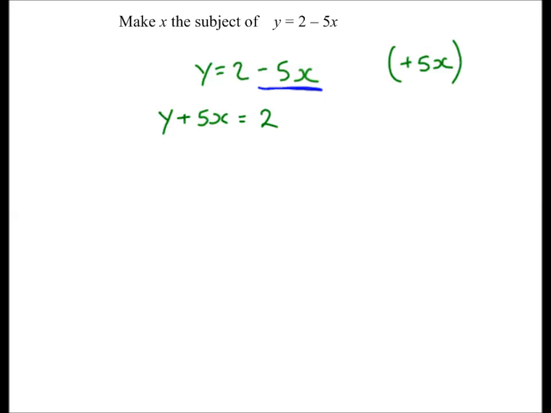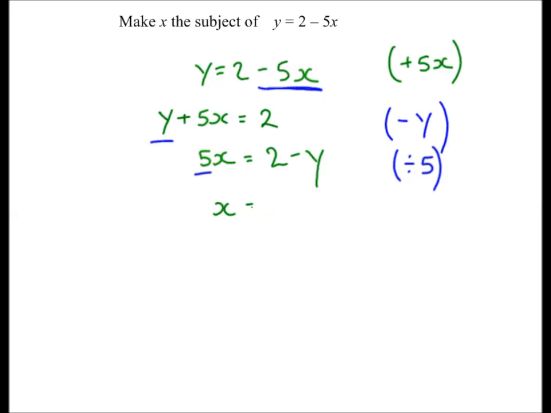And now I need to get rid of my y, because I'm still ending up with x on its own. So to do that, I'm going to take away y from both sides. On my left-hand side, I'm going to get 5x, and on the right-hand side, I'm going to get 2 minus y. And then finally, I need to get rid of this times by 5. I'm going to do the inverse of times by 5. I'm going to divide by 5 on both sides of my equal signs. So I get x equals 2 minus y, all divided by 5.